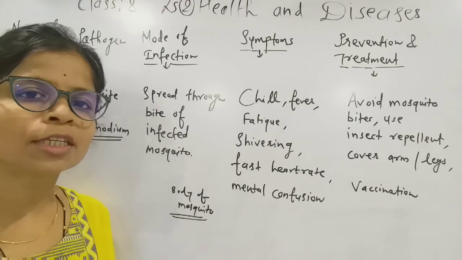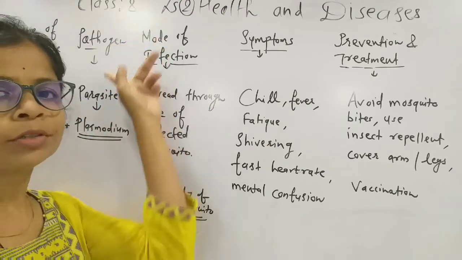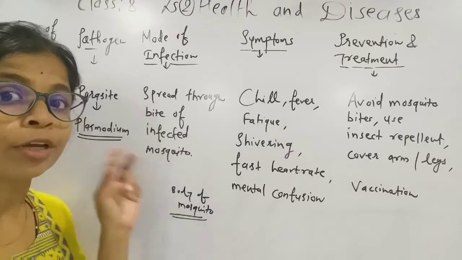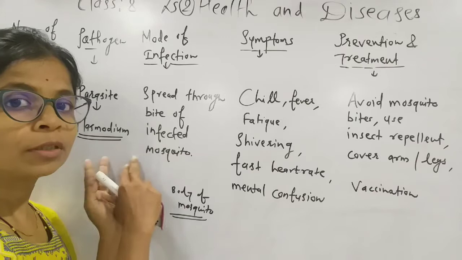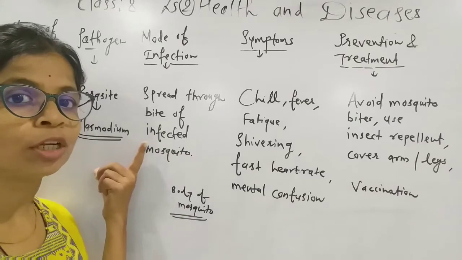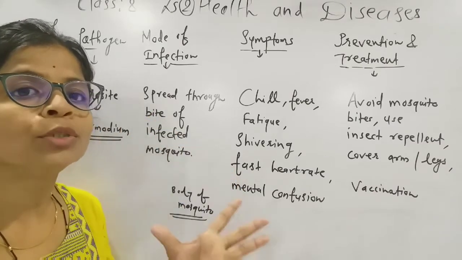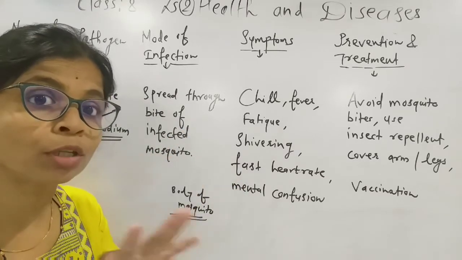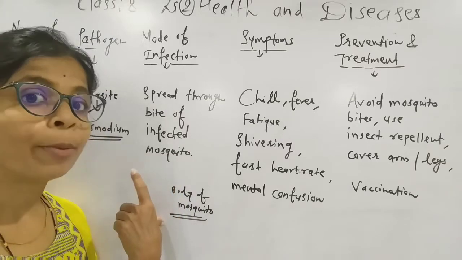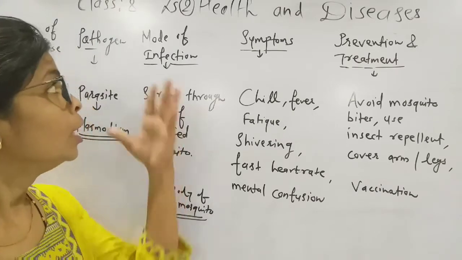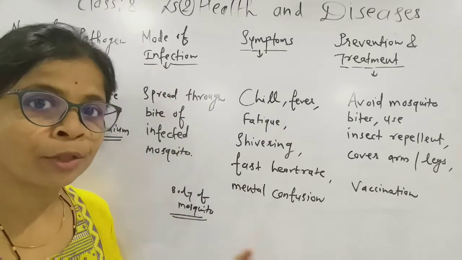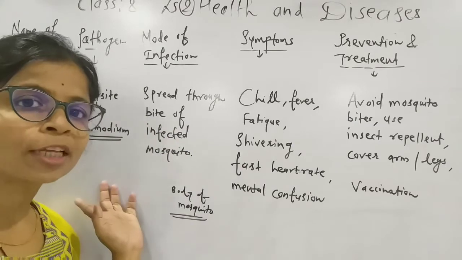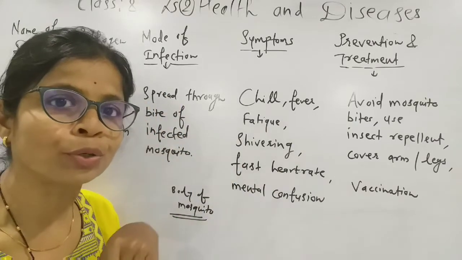Now the next infectious disease is malaria. The causative pathogen is a parasite and the name of the parasite is plasmodium. Very important name. Keep in mind the parasite is plasmodium. When anyone asks you how malaria is caused, it is spread by the mosquito bite. It spreads through the mosquito. But the pathogen is plasmodium. Mode of infection is spread through the mosquito bite. It is caused by the plasmodium and it is spread by mosquitoes.